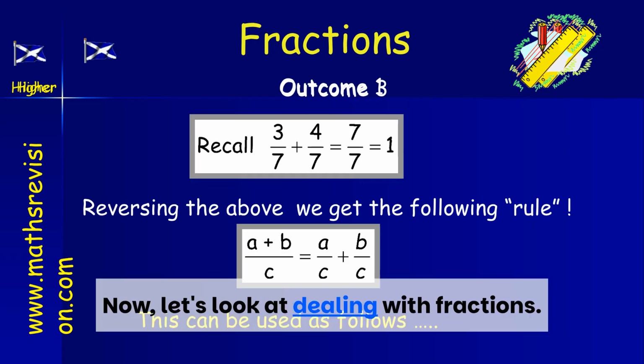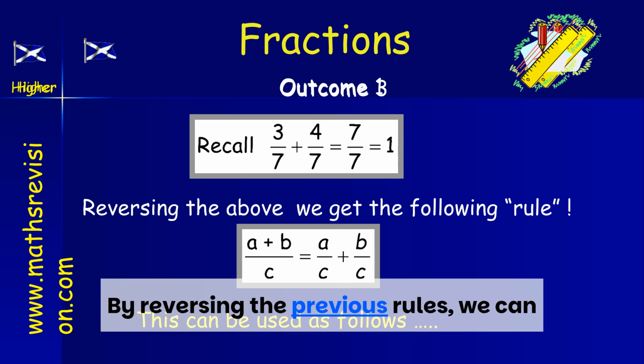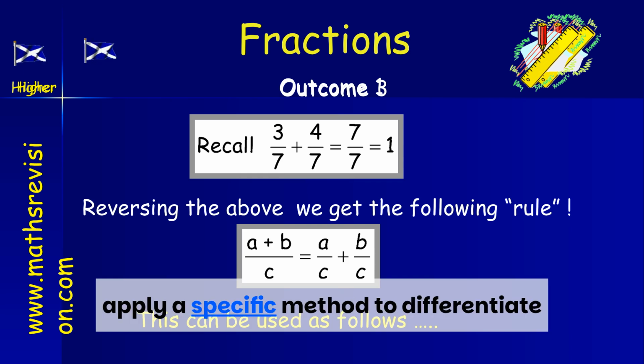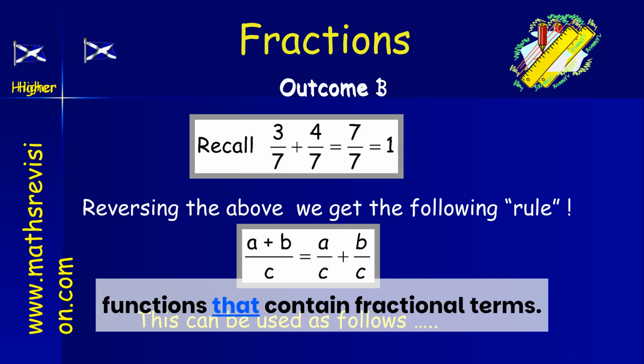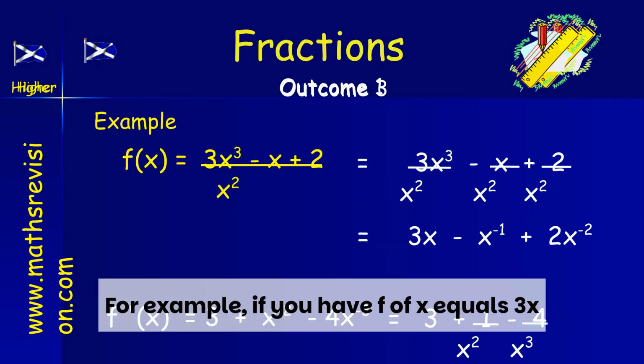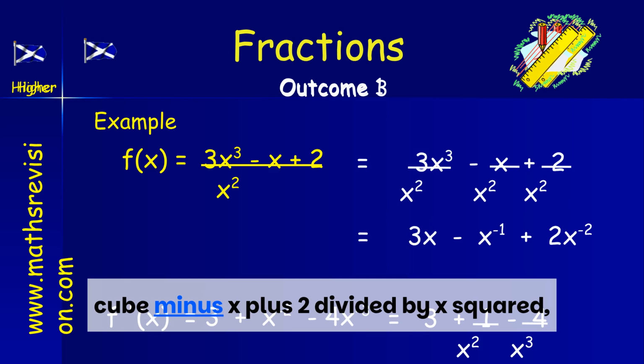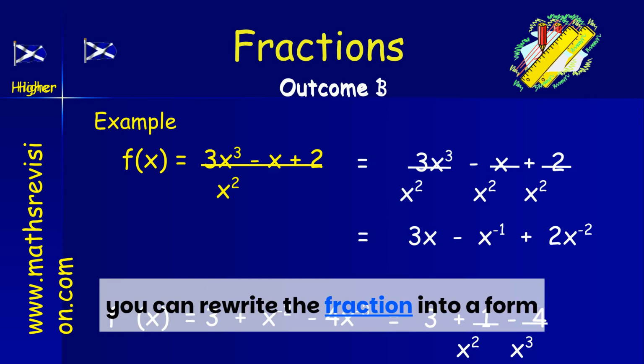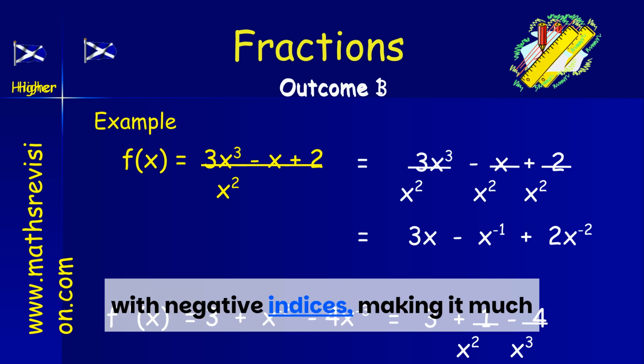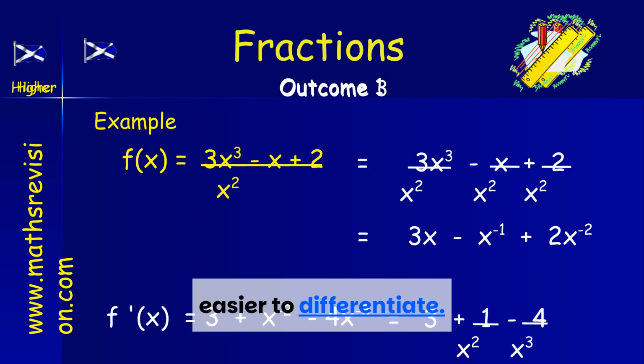Now, let's look at dealing with fractions. By reversing the previous rules, we can apply a specific method to differentiate functions that contain fractional terms. For example, if you have f of x equals (3x cubed minus x plus 2) divided by x squared, you can rewrite the fraction into a form with negative indices, making it much easier to differentiate.